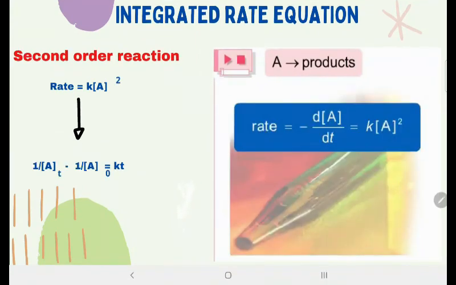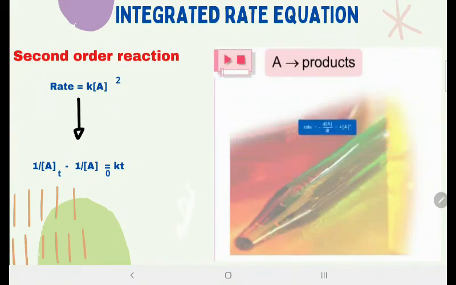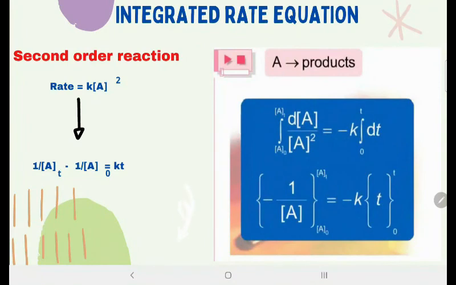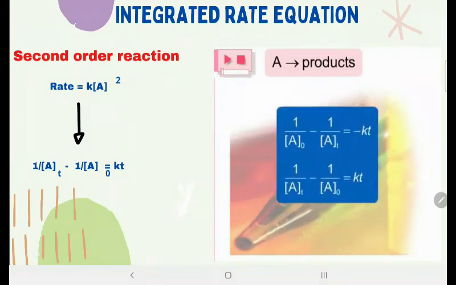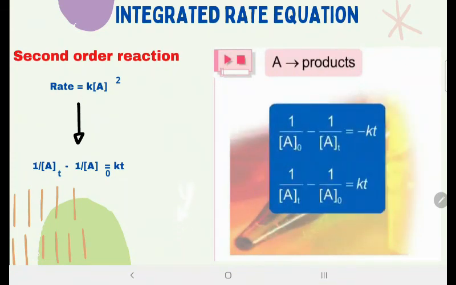For a second-order reaction, the rate equation is the decrease in the concentration of A per change in time and is equal to the rate constant multiplied by the square of the concentration of A. Again, using the methods of calculus, this equation can be rearranged to give the form which is on the screen. Integrating this from time equals 0 to time equals t gives the equation relating the reactant concentration to time for a second-order reaction.